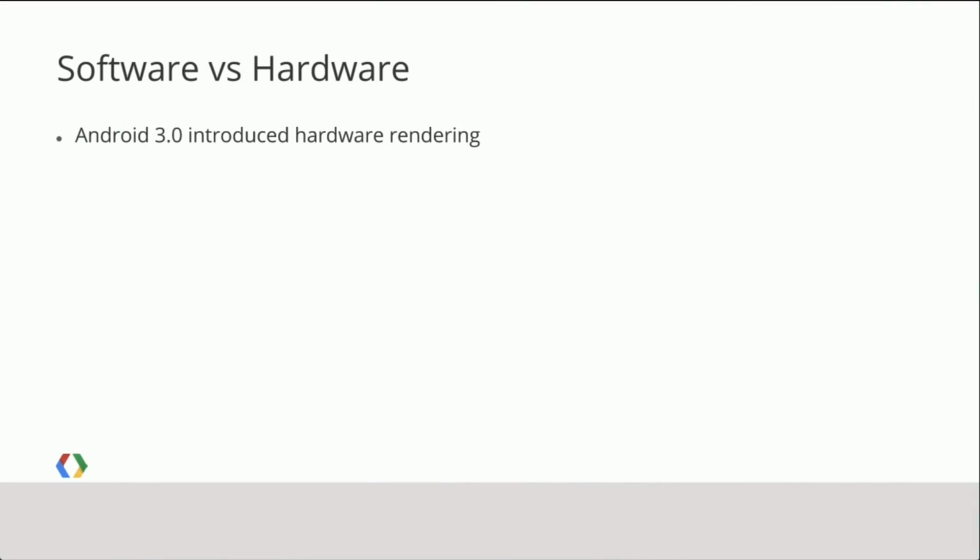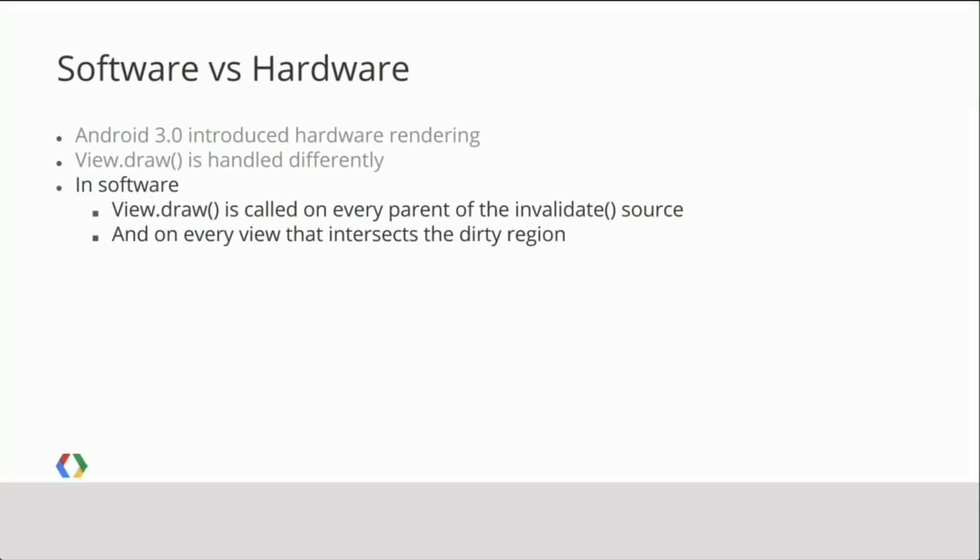There's a big difference between software and hardware rendering in the way we call those drawing methods. As I mentioned before, we introduced hardware rendering in Android 3. In software, if you call invalidate, we're going to call the draw method of every view that's a parent of the view that called invalidate. We're also going to call the draw method of any view that intersects with the dirty region. So if you have views stacked on top of each other, and even if they're siblings, we're going to call the draw method on every one of those views. So it can be pretty expensive.